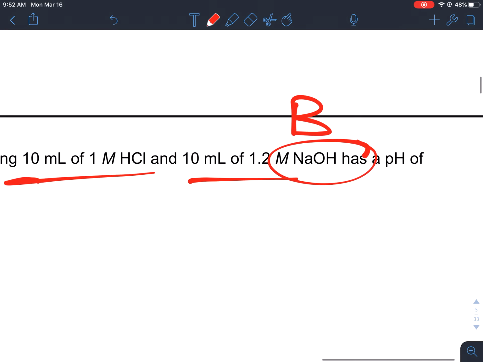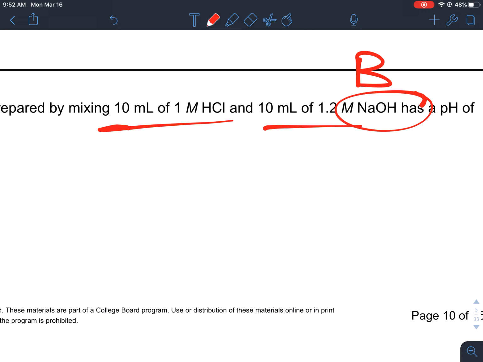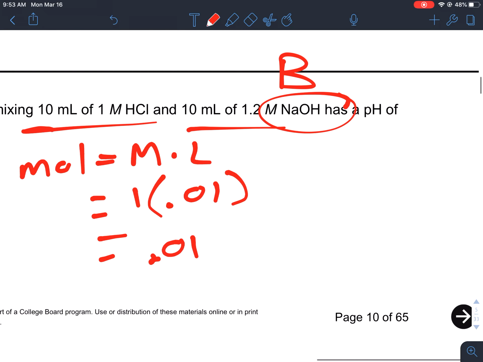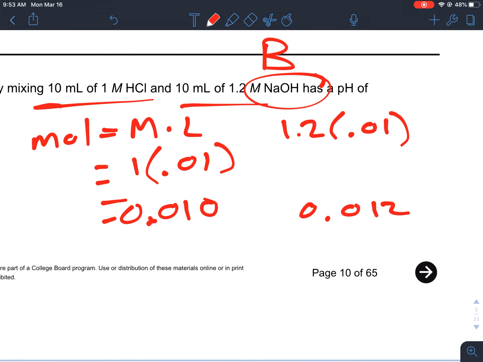Why does it have to be basic? I have more base than I do acid. So how much more? All right, let's find out the molarity. So how many moles? Moles are equal to molarity times volume, yeah? So if I have 0.01 times 1, then my moles is 0.01. If I have 1.2 times 0.01, then I have 0.012, right? So look at these numbers. How much more base do I have than acid? I have 0.002 more moles of NaOH.